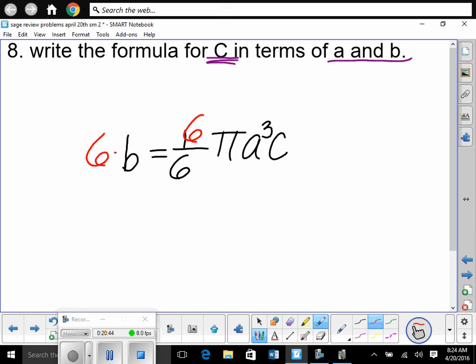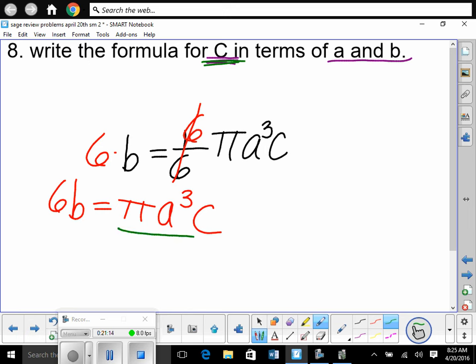Way to go. So now we have 6b is equal to, 6 over 6 divides out and becomes 1. So we've now taken care of that 1/6. So we still have pi a cubed c. Now remember, what is your goal? You're trying to get c alone. So what is my next step? There is one step left, and that's it. Aren't these all multiplied? What does multiplication need? Division, right? So what do we divide by? Pi a cubed. Divide by pi a cubed.